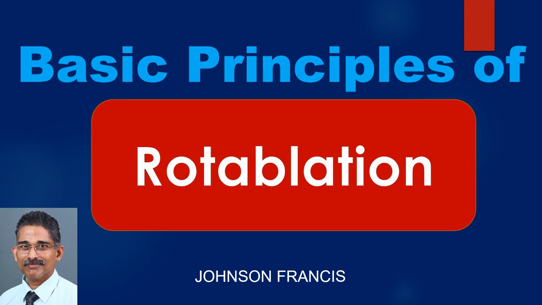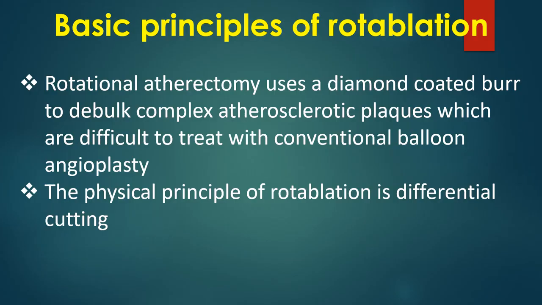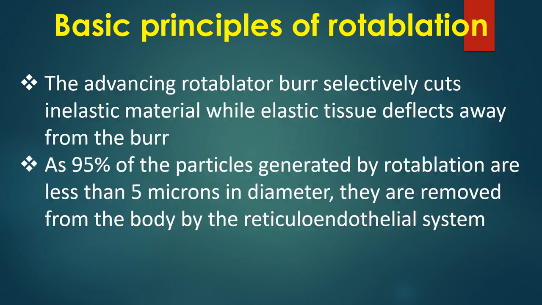Discussion on basic principles of rotablation or rotational atherectomy. Rotational atherectomy uses a diamond-coated burr to debulk complex atherosclerotic plaques which are difficult to treat with conventional balloon angioplasty. The physical principle of rotablation is differential cutting. The advancing rotablator burr selectively cuts inelastic material while elastic tissue deflects away from the burr.